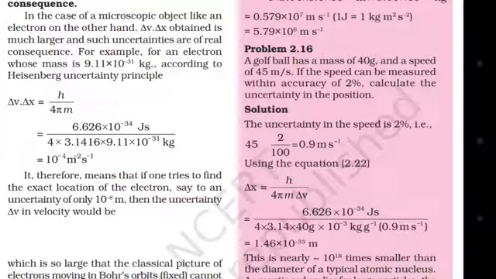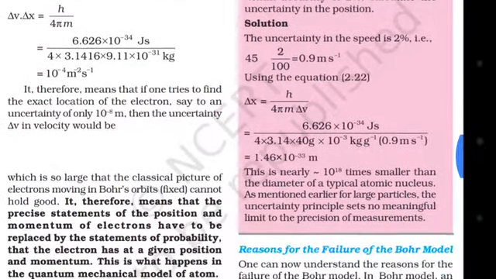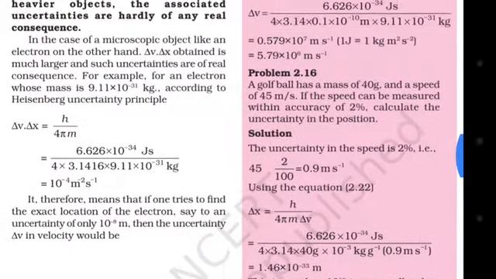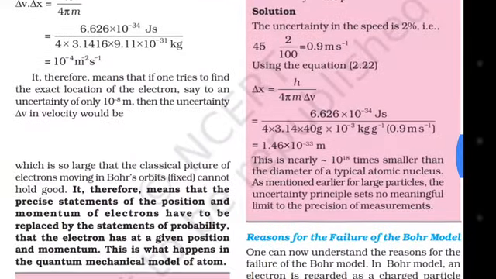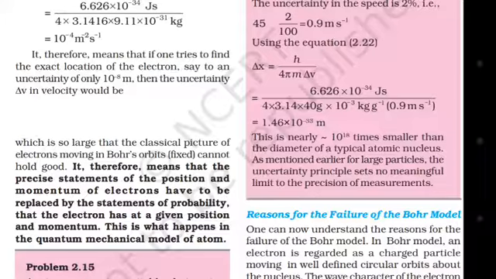It therefore means that if one tries to find the exact location of the electrons, say to an uncertainty of only 10 to the power minus 8 meter, then the uncertainty delta V in velocity would be so large.